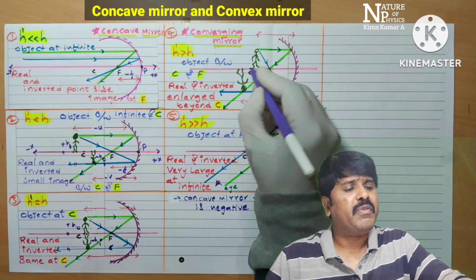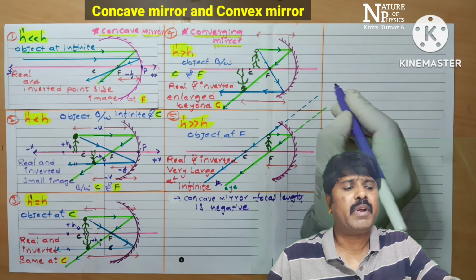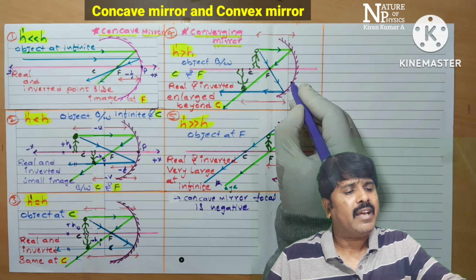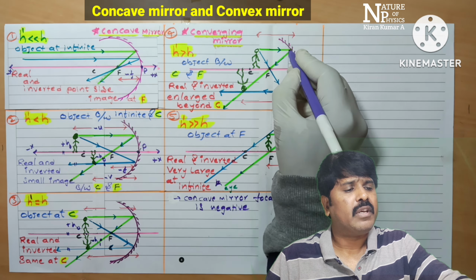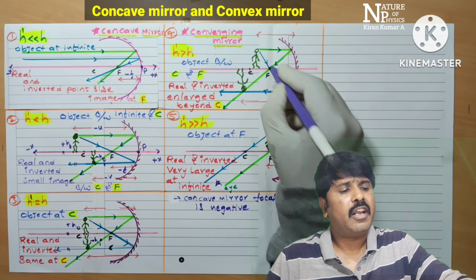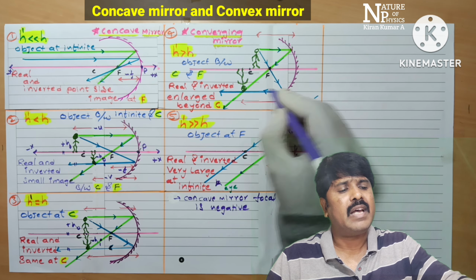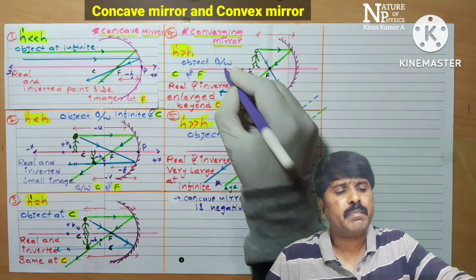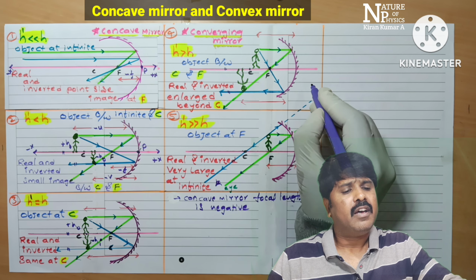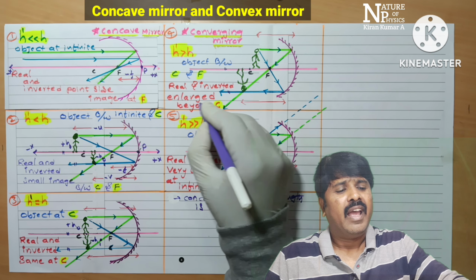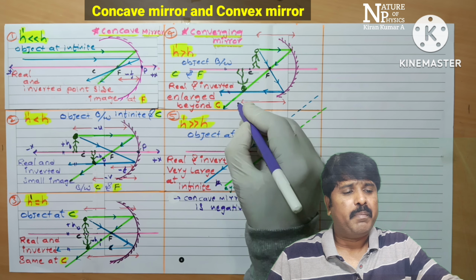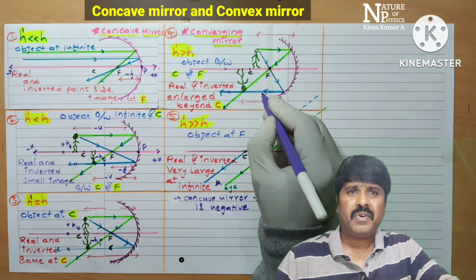Now the object is between the center of curvature and the principal focus, student. For this diagram, the parallel ray passes through the principal focus and the ray passing through the principal focus is, after reflection, parallel to the principal axis, and here we get a real and inverted, enlarged image beyond the point C, the center of curvature.